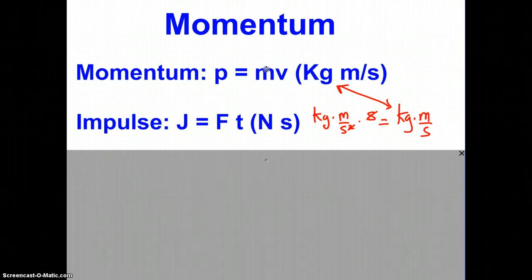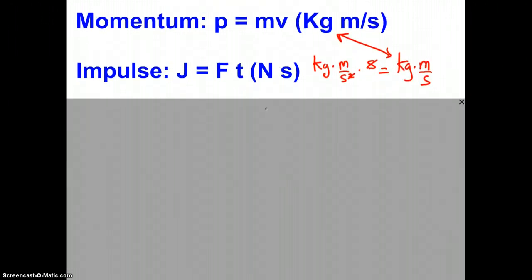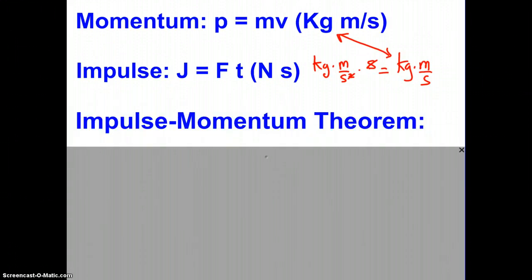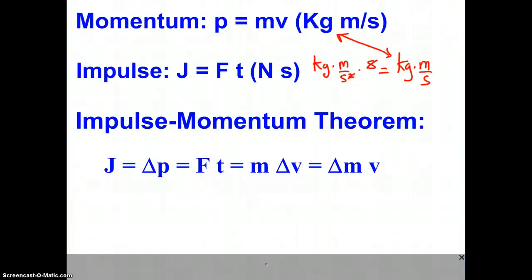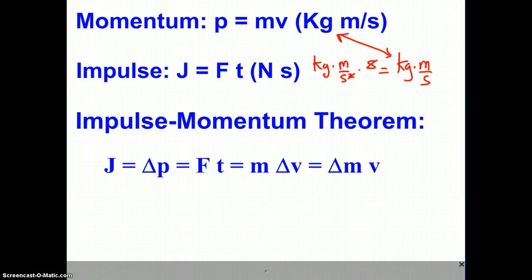This segues nicely into our next part, which is called the impulse momentum theorem. Probably one of the two most important concepts in our study of momentum. The impulse momentum theorem is that the impulse that acts on an object is equal to that object's change in momentum.